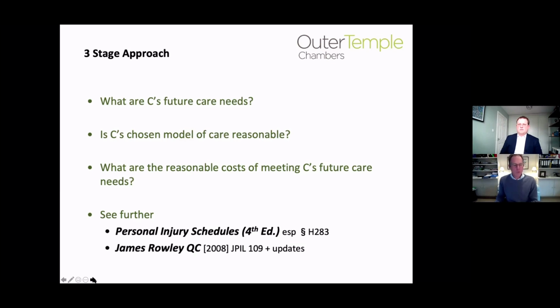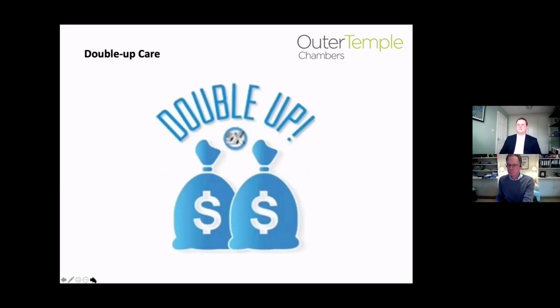That's a relatively quick run through some of the principles that apply in relation to future care. And I'm going to turn then to the second topic, which is double up care. That, of course, is frequently a contentious area in catastrophic injury cases because of the increase in value that flows if it is found that a claimant requires two carers, particularly if it's two carers throughout the day, as is often recommended by claimants' care experts in these sorts of cases.